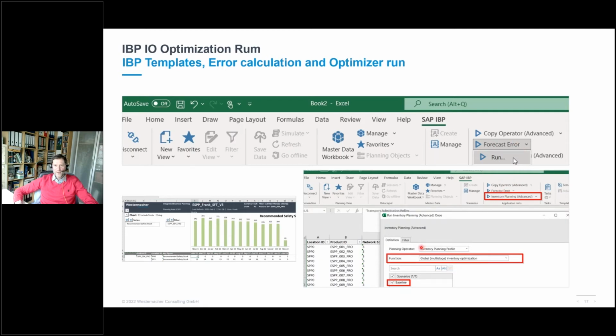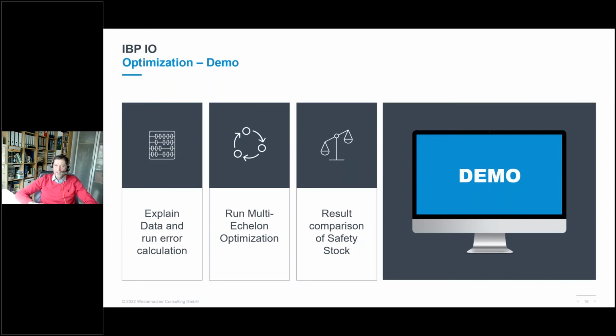So if you do a run, you have certain parameters with which you can control the optimization run or the forecasting run. And on the left hand side, this is a kind of planning view. Just as an impression, we will see that in a second in the system anyway. And that, I think, brings us to the demo.